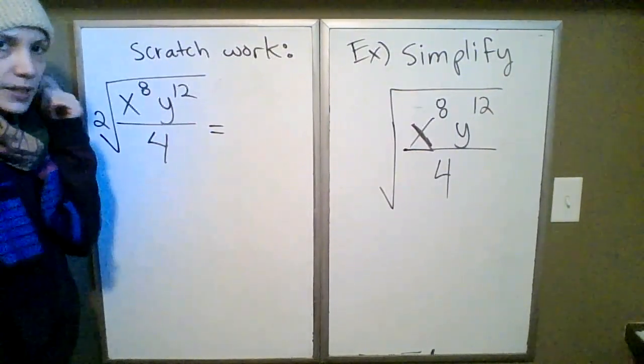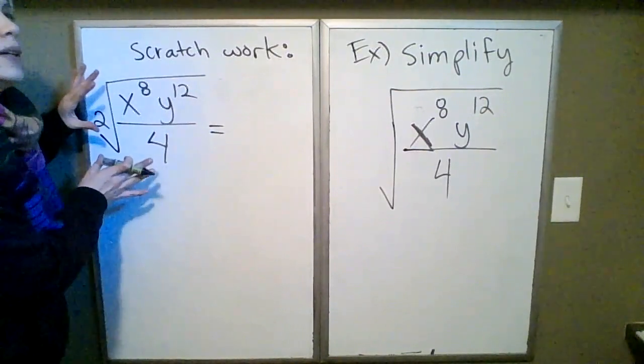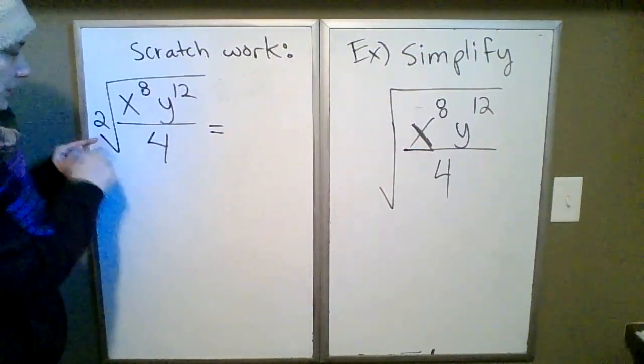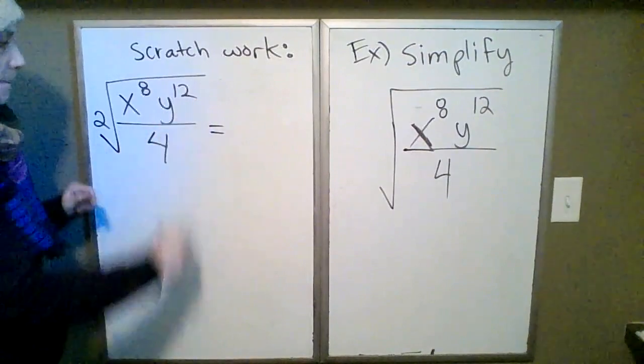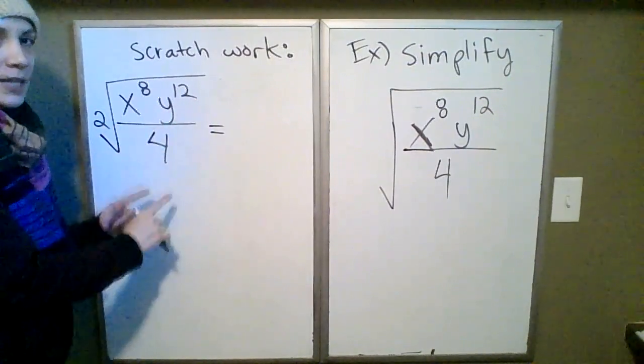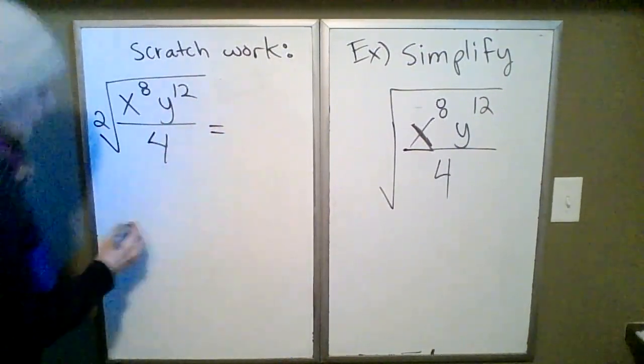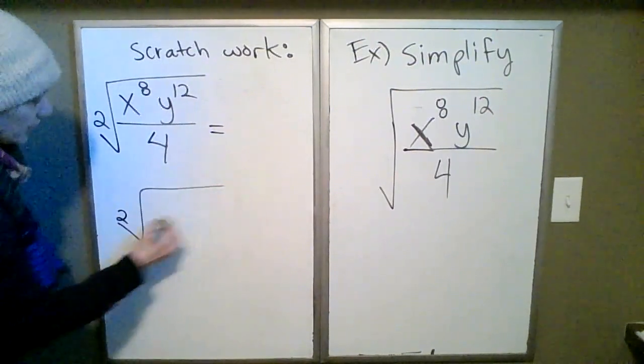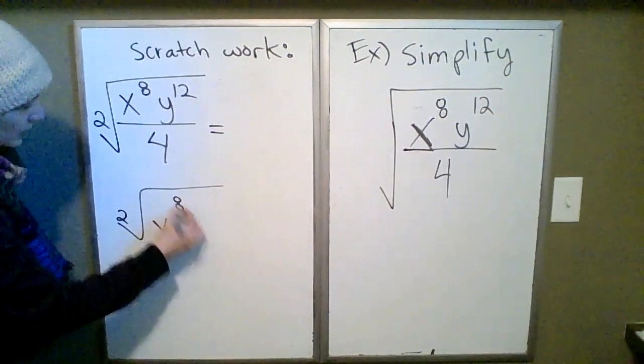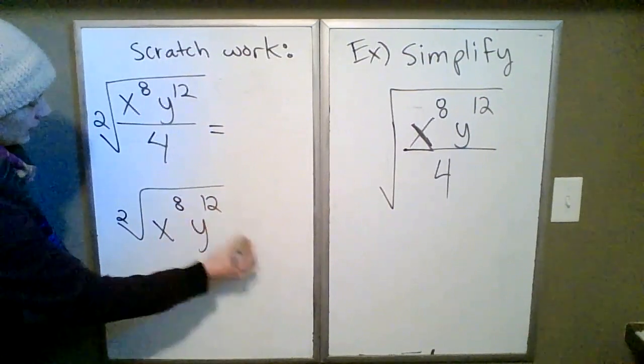Actually, before we even do that, there's a rule for division. If you have the root of this numerator divided by that denominator, we'll have the square root of the numerator divided by the square root of the denominator.